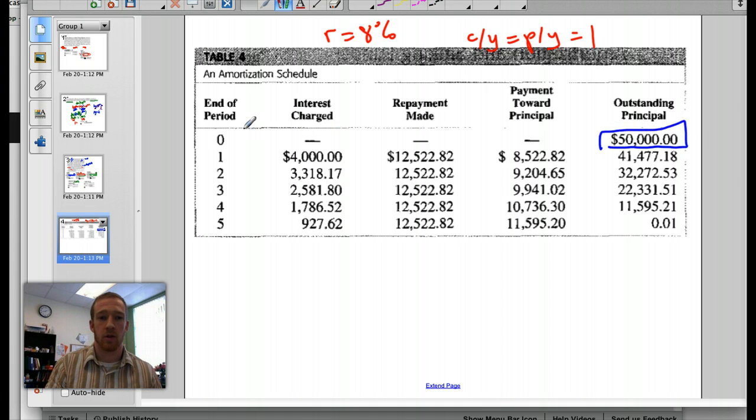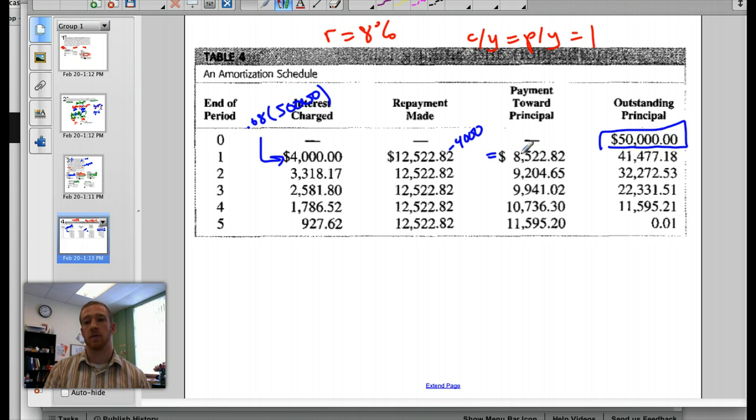8% of this is 0.08 times 50,000, and that's where we get this number. So that is the amount of interest that has to be paid. You make the same payment every year, but the first year, $4,000 just goes to interest. So if you do this minus $4,000, that gives you $8,500.